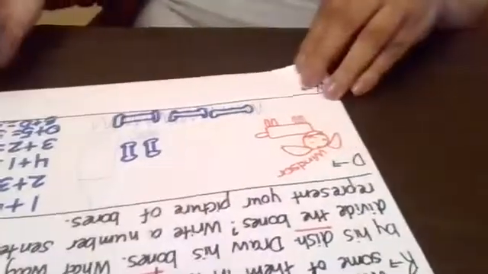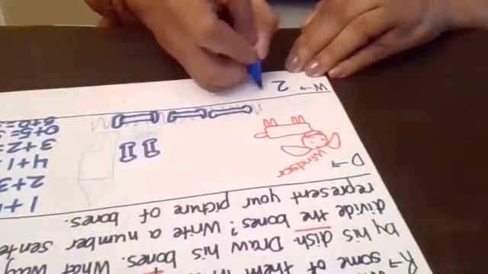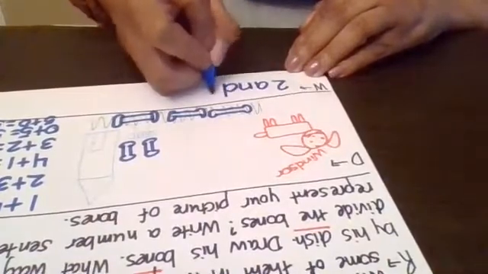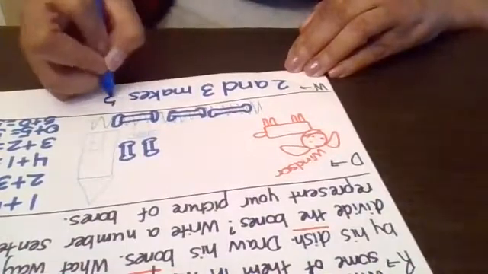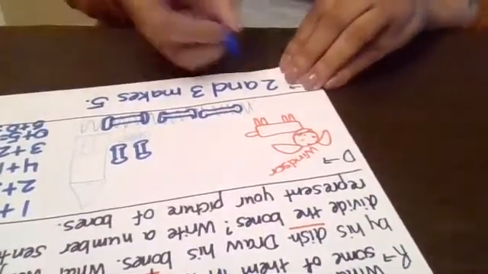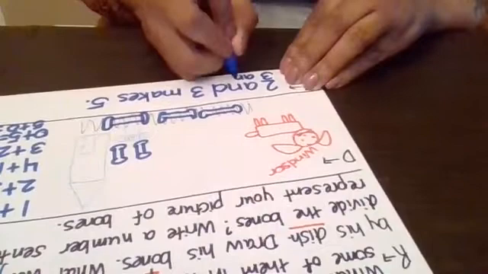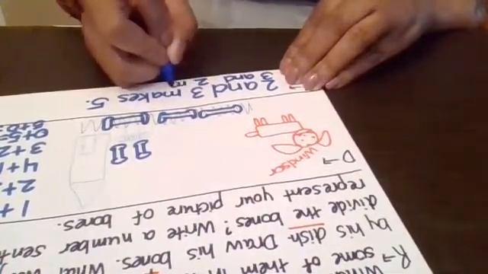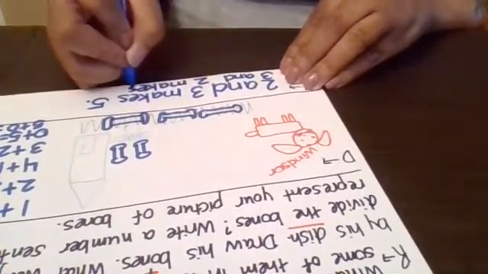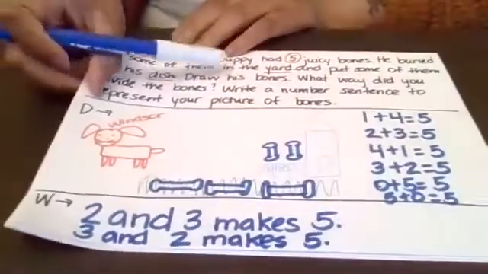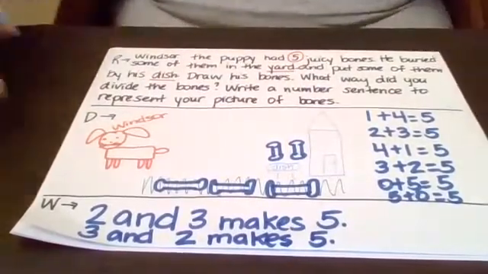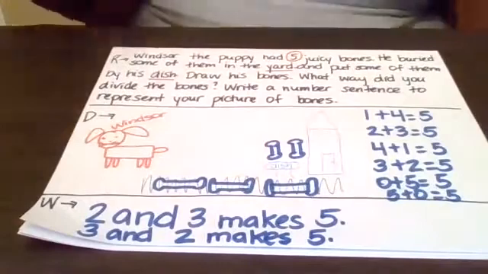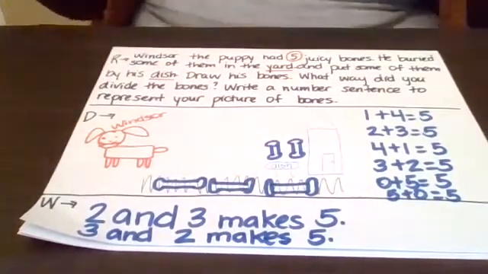So our sentence is 2 and 3 make 5. Or 3 and 2 make 5. All right. So this is our application problem for today using read, draw, write. And our application problems for the rest of the week will lead us through the RDW method.